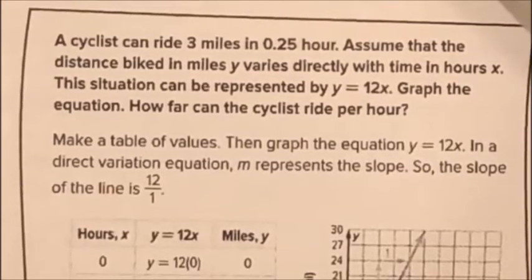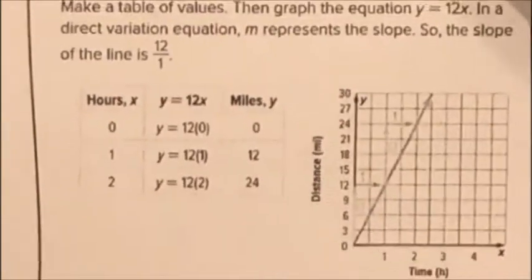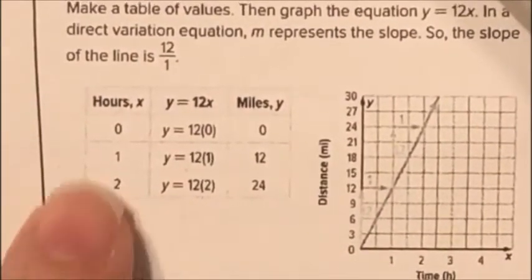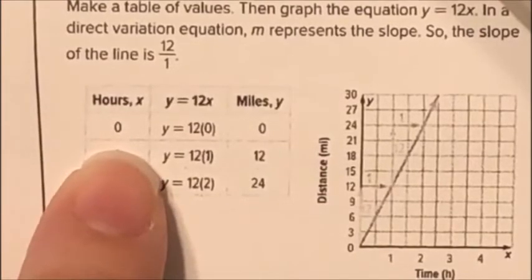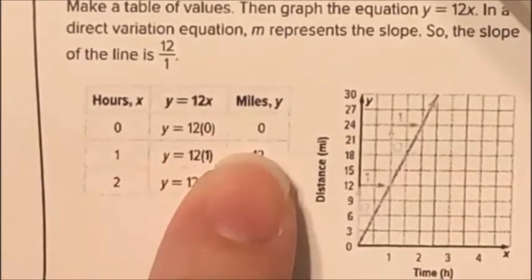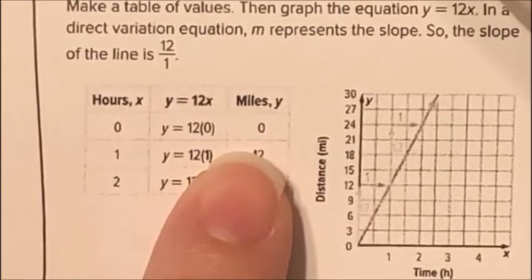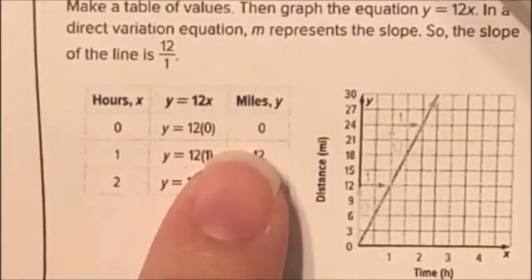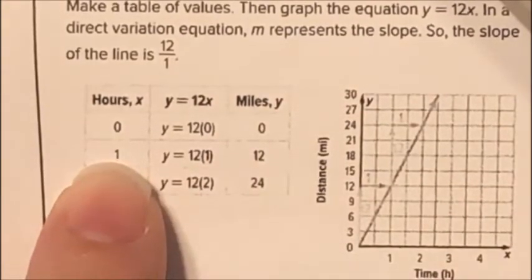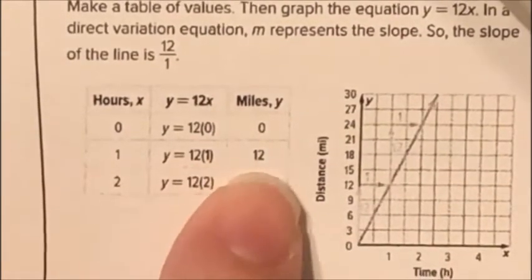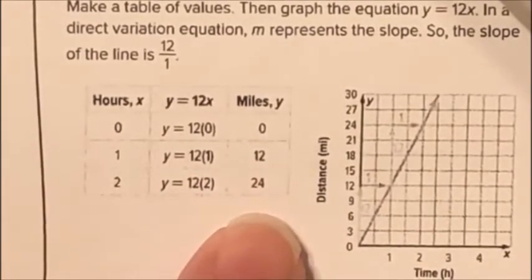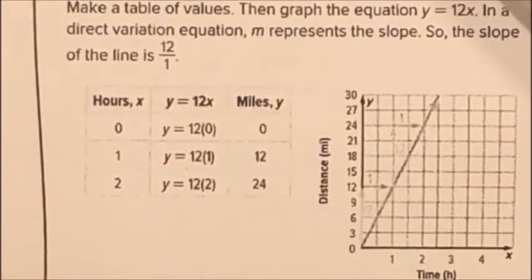The first thing I want to look at is the table. For 0 hours, I have my equation y equals 12 times 0, which gives me 0. So in no hours, the cyclist didn't go anywhere, 0 miles. In 1 hour, the cyclist went 12 miles. And in 2 hours, the cyclist went 24 miles.